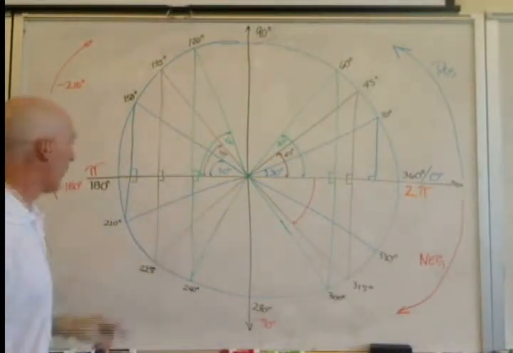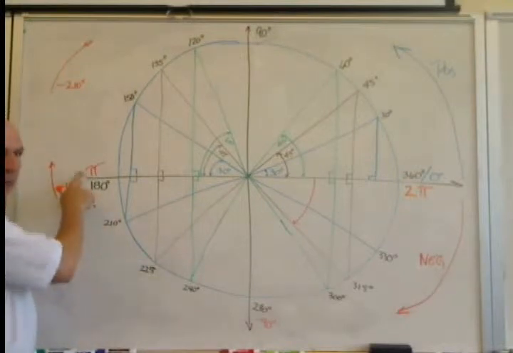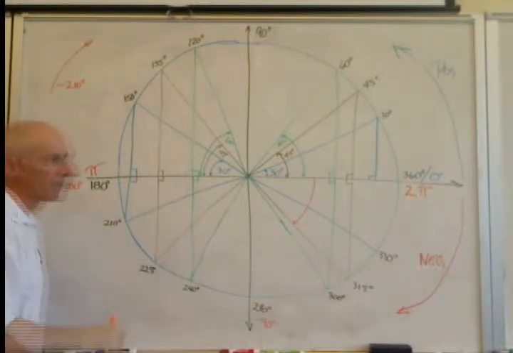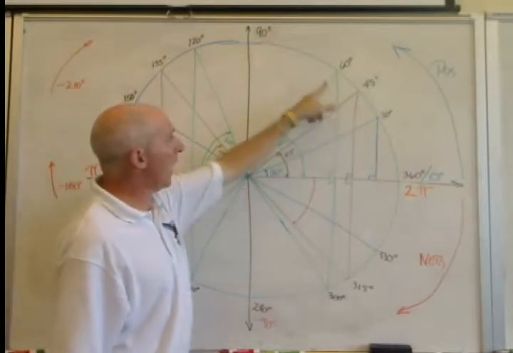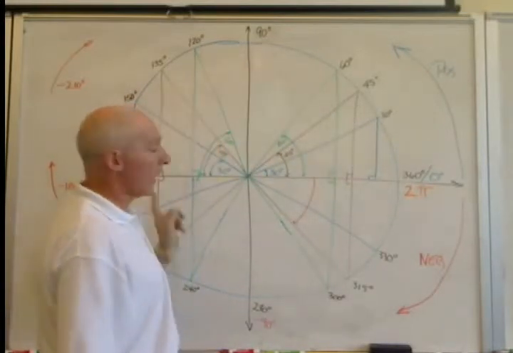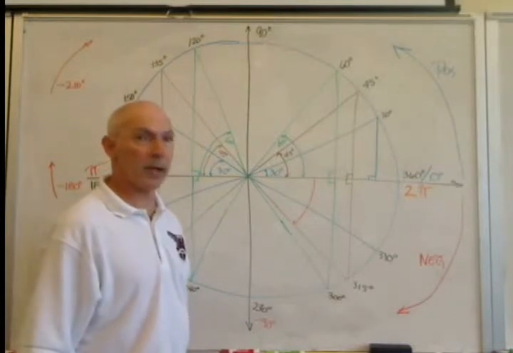Now halfway around will take us to pi, or 180 degrees. What we want to be able to do is decipher all of these different angles, these degree angles, and write them in terms of pi. So we'll do that right now.